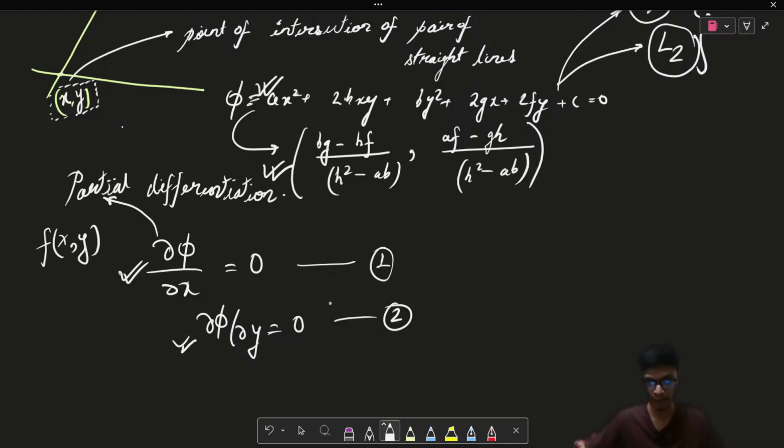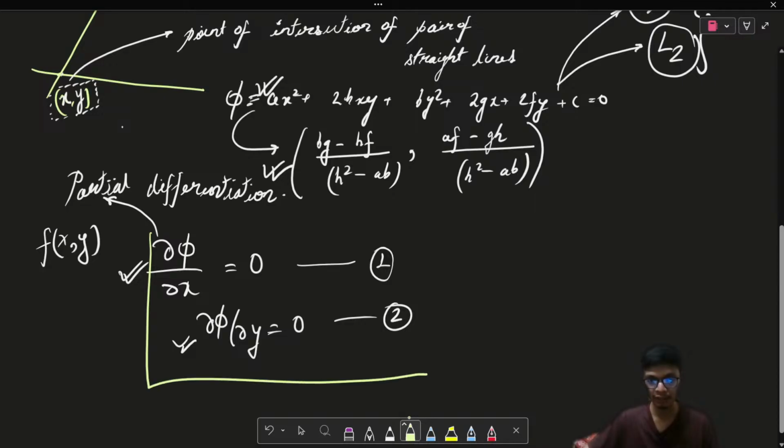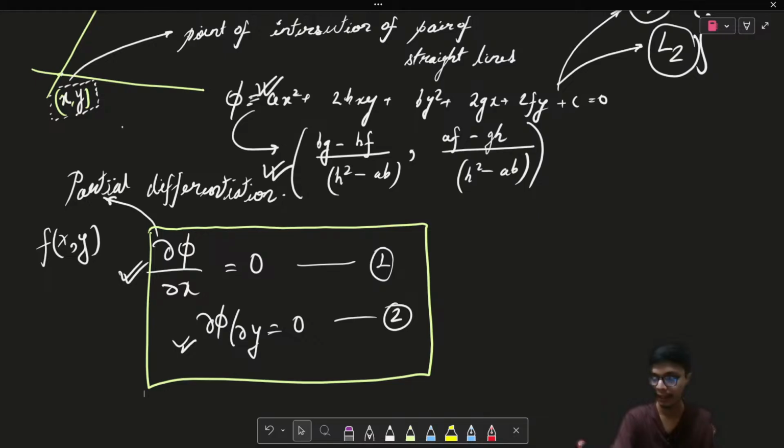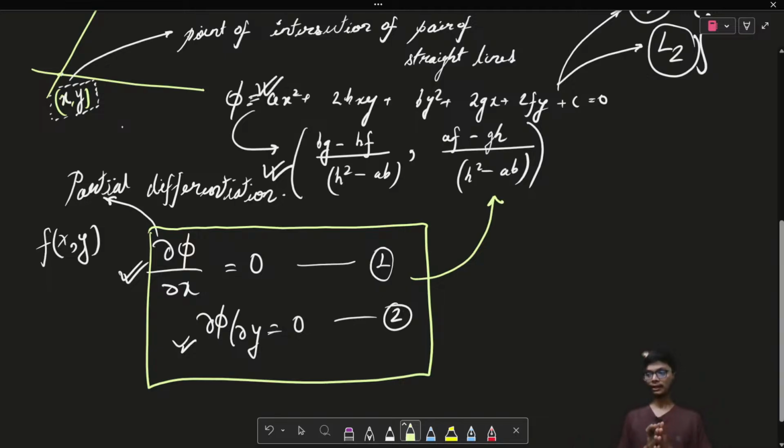By carrying out this partial differentiation, you will obtain two equations, and on solving these two equations, you will easily obtain this point of intersection. So from here, if you get the two equations, set them equal to 0, and solve for the point of intersection, you will easily get this particular result. Please try to verify this result by doing this partial differentiation. I would leave that particular part up to all of you.